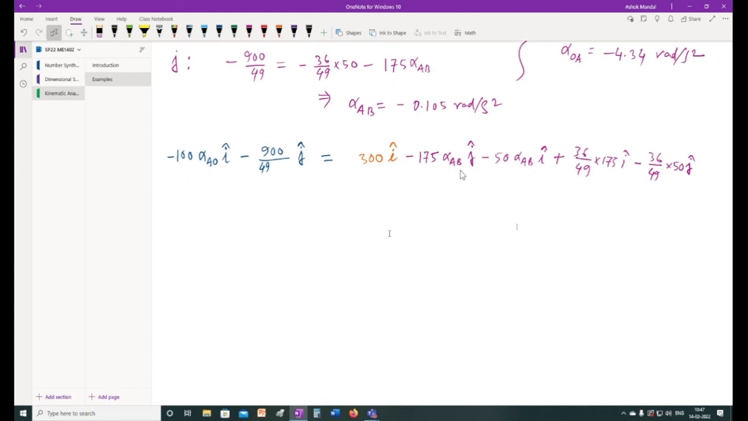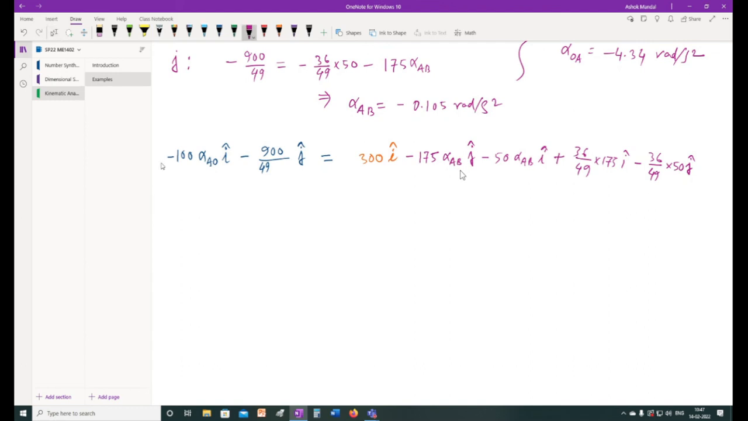We will discuss that case, and after discussing that, we are at the end of this discussion. One more example I'll take in our next class tomorrow. Then I'll finish this kinematic analysis part.